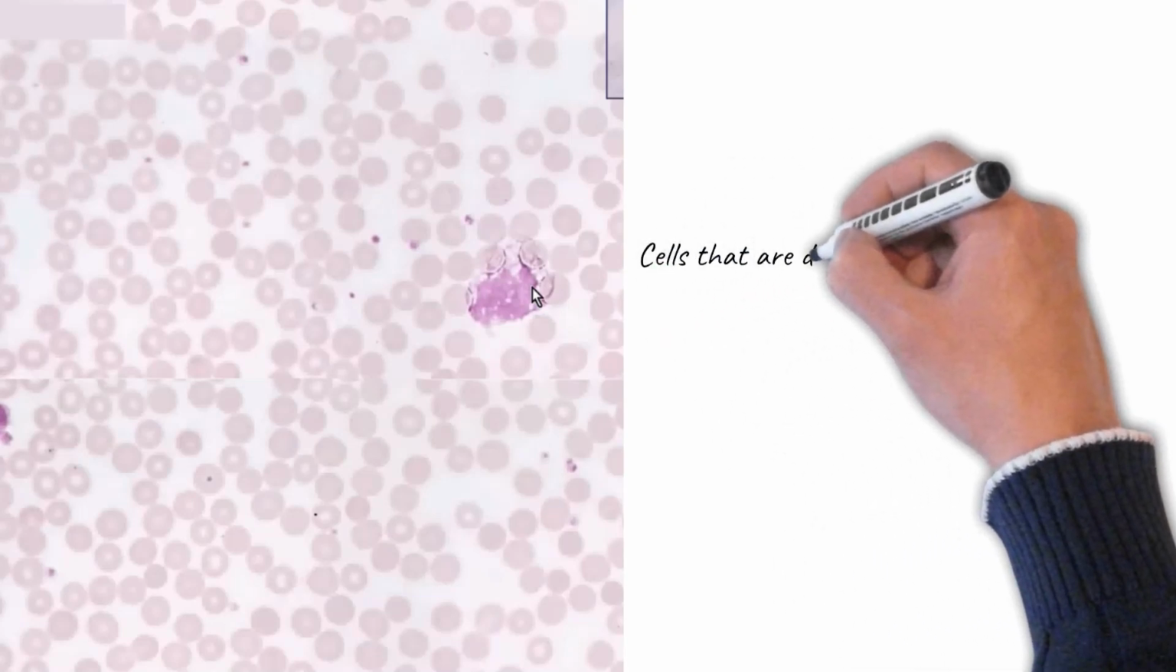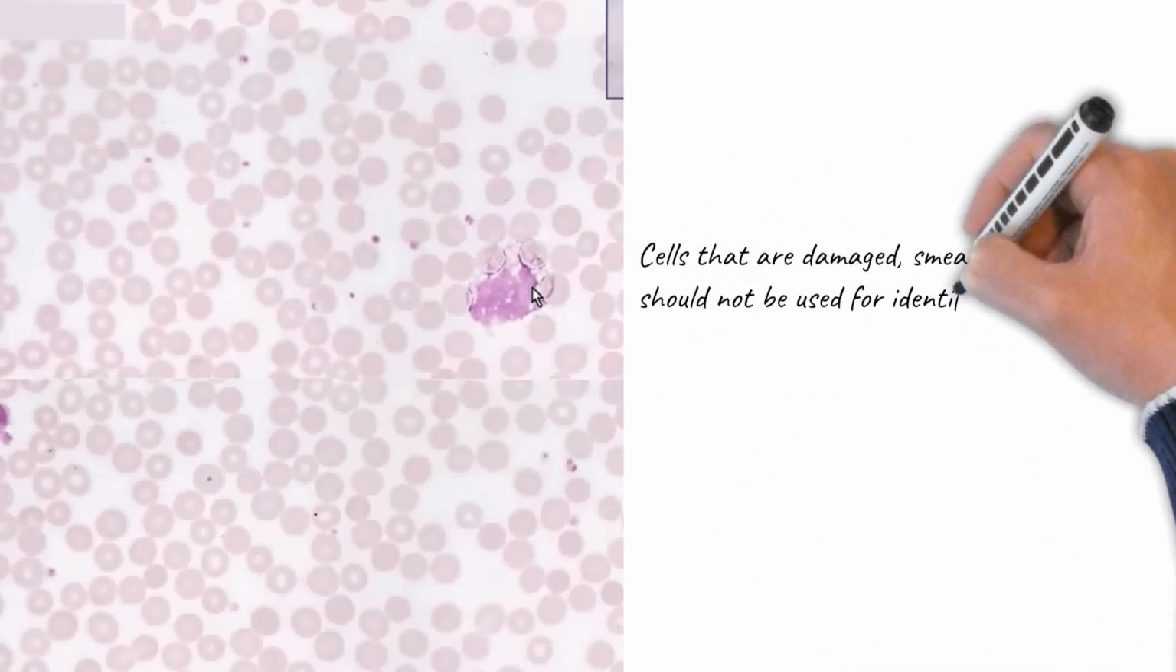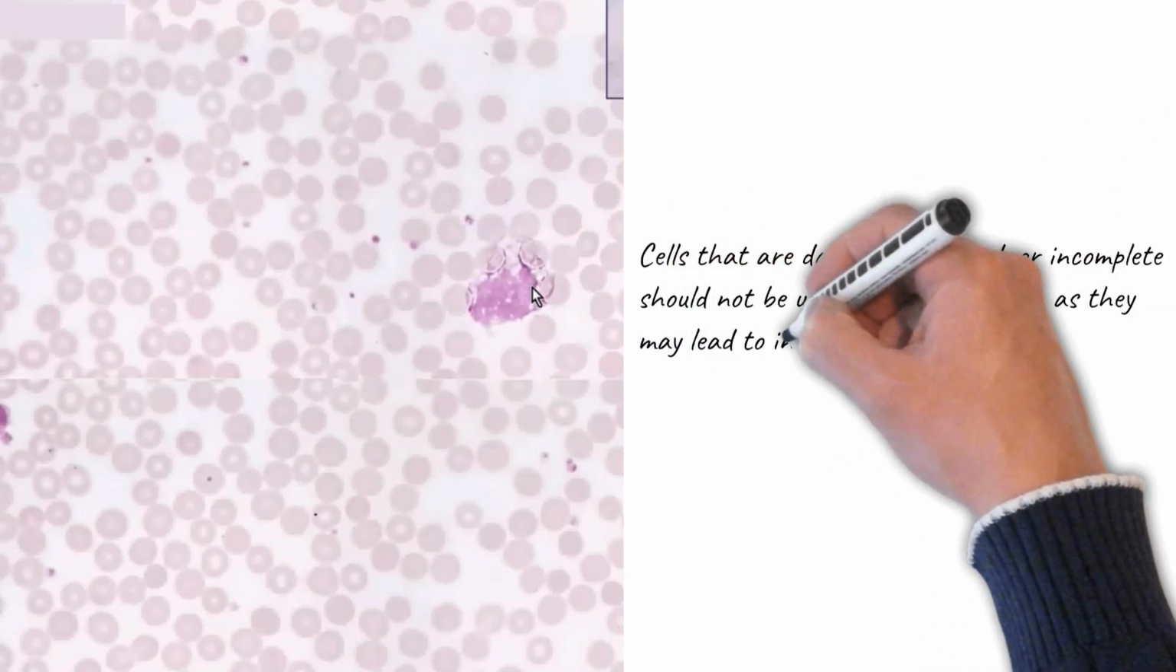When analyzing a blood smear, it is important to examine well-preserved cells. Cells that are damaged, smeared, or incomplete should not be used for identification, as they may lead to incorrect conclusions.